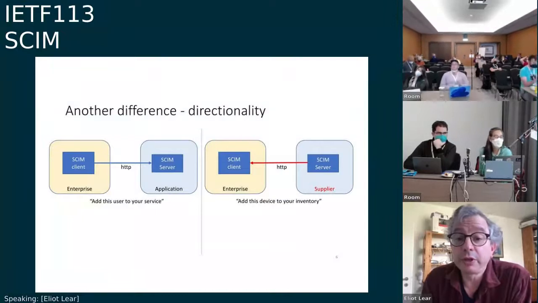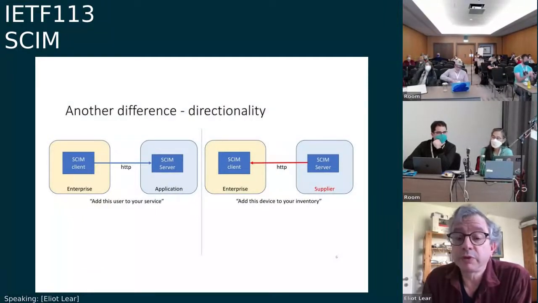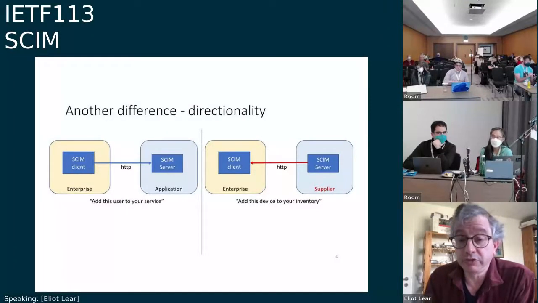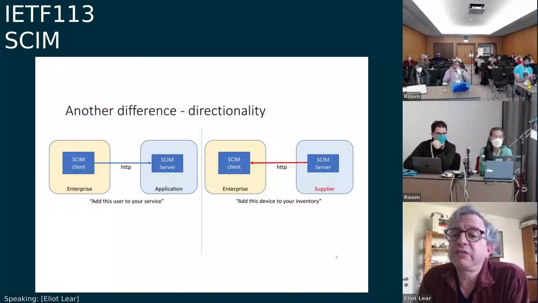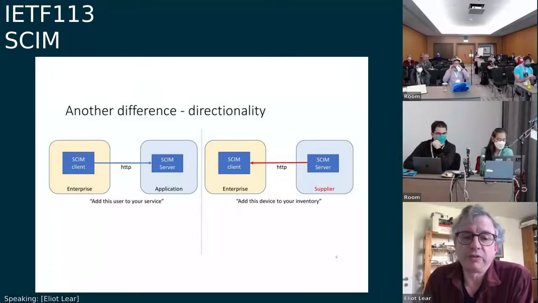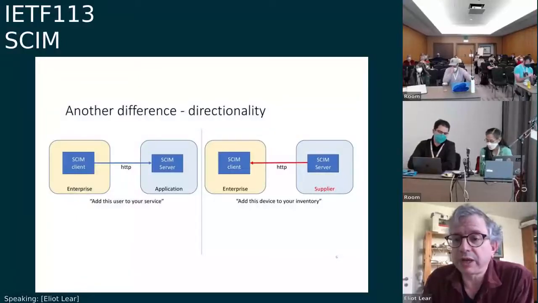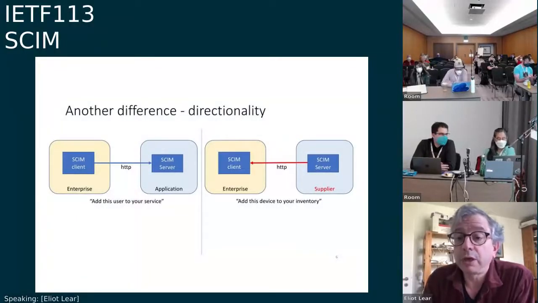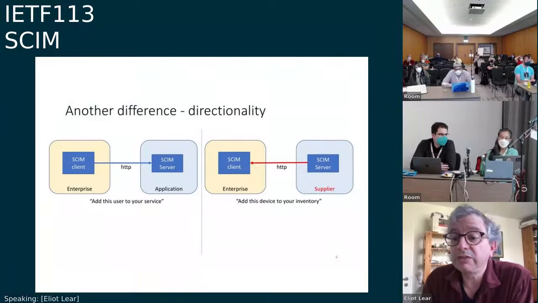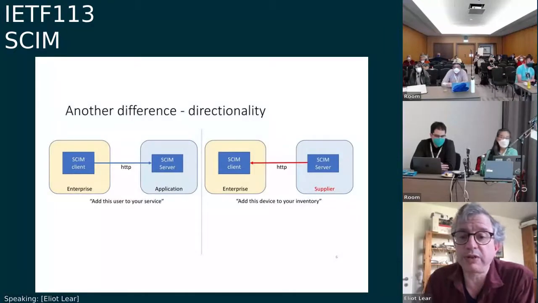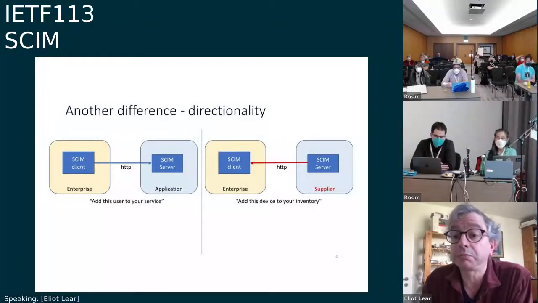So the other issue here is we see the need for directionality to be flipped in terms of who's talking to whom. The use case that Skim was initially designed for was you have an enterprise that's using some cloud-based service, and you want to mass provision the cloud-based service based on the user base that's in the enterprise. In this case, you might have partners or suppliers that are providing devices to the enterprise. And in this case, you actually want those guys to transmit the credentials that are necessary for the enterprise to make use of those devices.